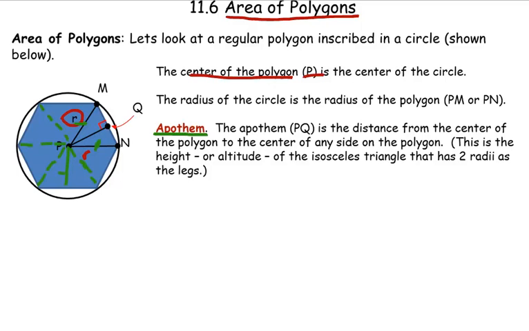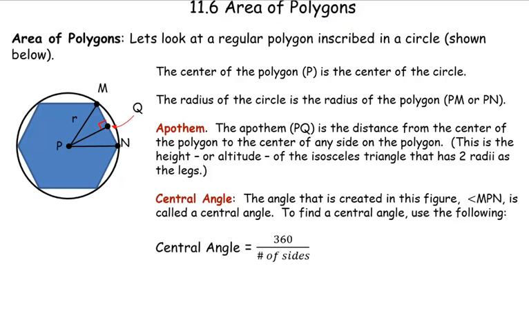Here's an apothem. That's a perpendicular line from the center to the base. The apothem will be the same distance all the way around. And so let's go to the next slide and I'll show you how we come up with a formula.